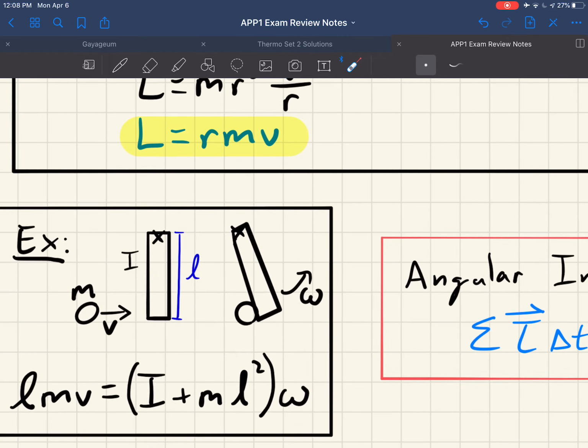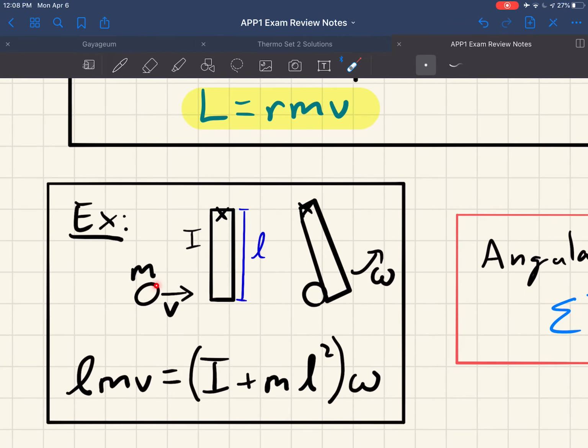Now, here's what an example might look like. So we've got some object with mass m that collides with a rod. The rod has inertia I, and then it sticks, and they both swing together with some angular velocity after they collide. So before the collision, the point particle has angular momentum equal to mv times L, right? Because L is the length of the rod, which is the distance from the axis of rotation to where that point particle is.